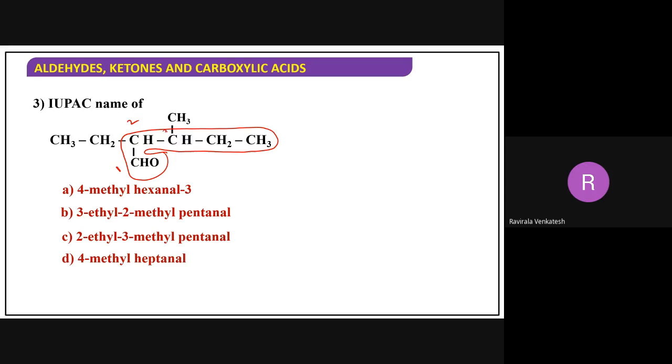Now tell me. 2-ethyl, 3-methyl, pentanal. Alphabetical order you have to follow. 2-ethyl-3-methylpentanal. C will be the correct answer.